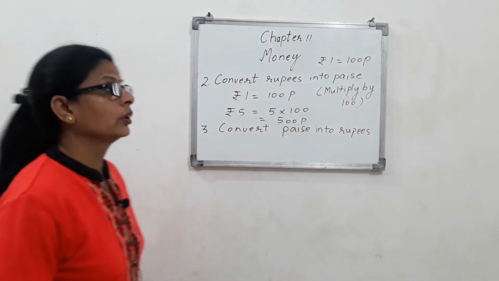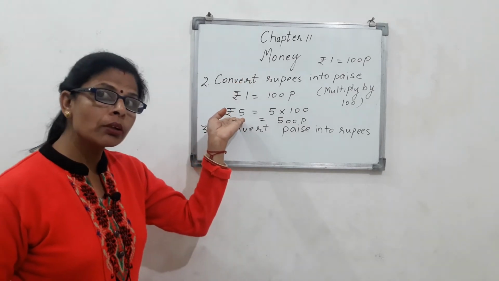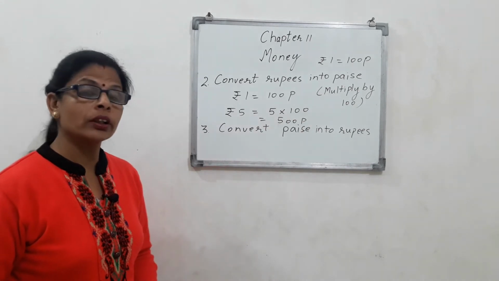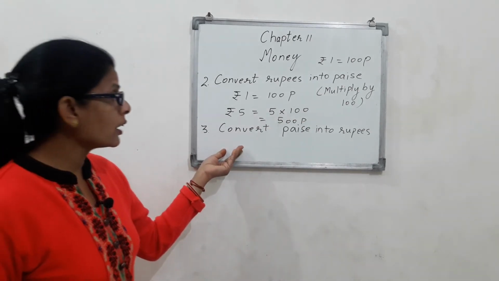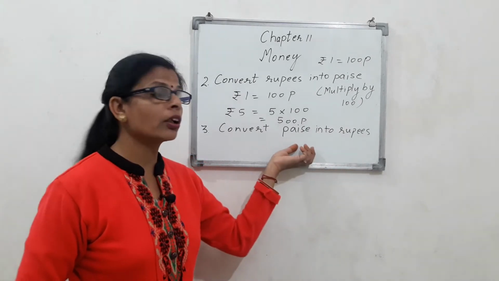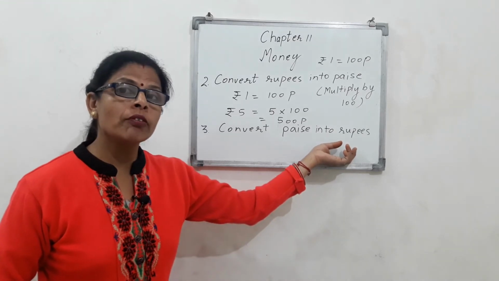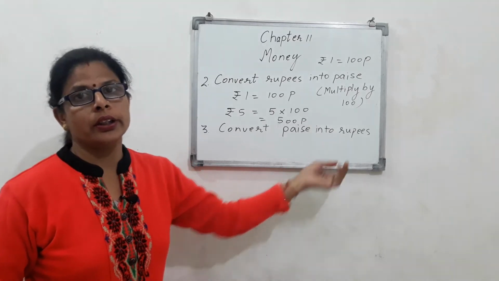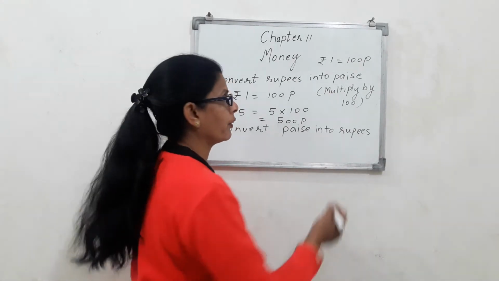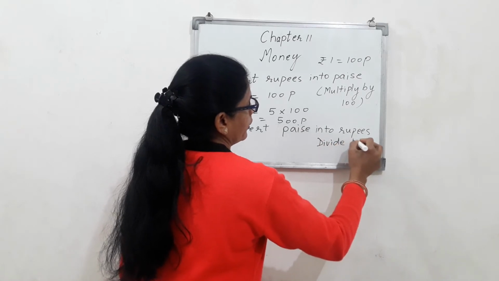Clear? So 1 rupee is equal to 100 paisa. So 5 rupees is equal to how many paisa? 500 paisa. We have multiplied 5 by 100. In the same way, when we have to convert paisa into rupees, what we have to do? We have to divide by 100. We have to divide the paisa by 100.